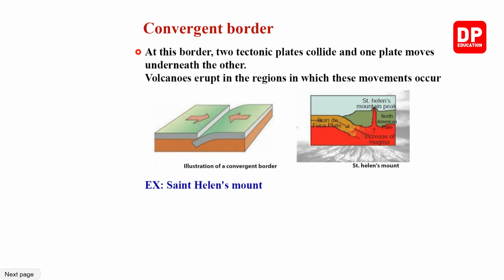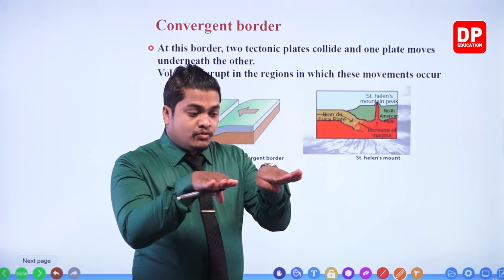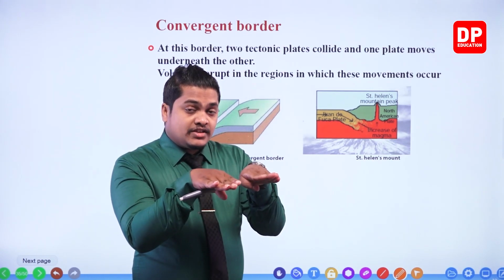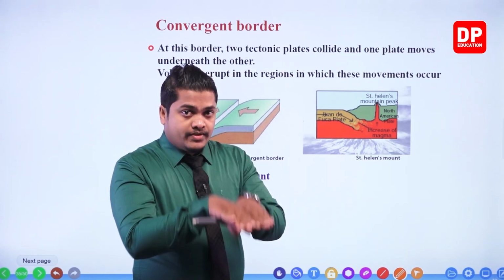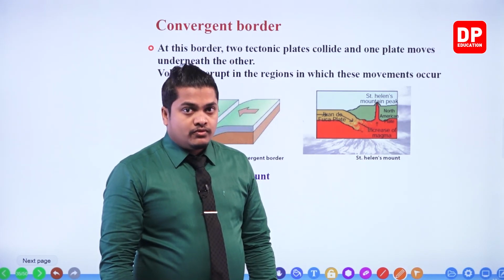Now let's see what a convergent border is then. In the divergent border or in a divergent movement, my dear children, the two tectonic plates moved away from each other. Now convergent means the opposite of that, no? So they should move near, like towards each other, right? In a convergent movement. Now let's see.